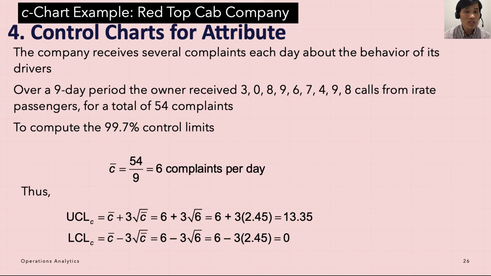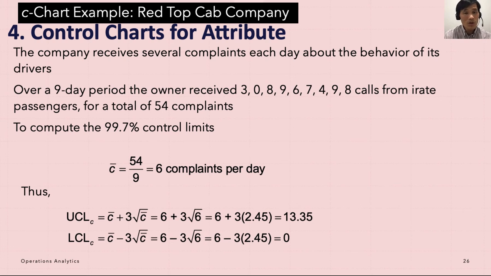The company receives several complaints each day about the behavior of its drivers. Over a 9-day period, the owner received 3, 0, 8, 9, 6, 7, 4, 9, 8 calls from irate passengers, for a total of 54 complaints. To compute the 99.7% control limits, how can we do that?